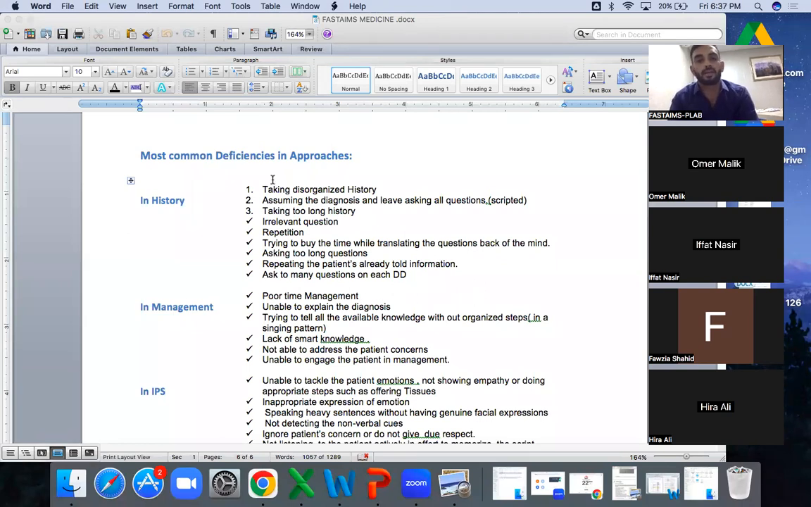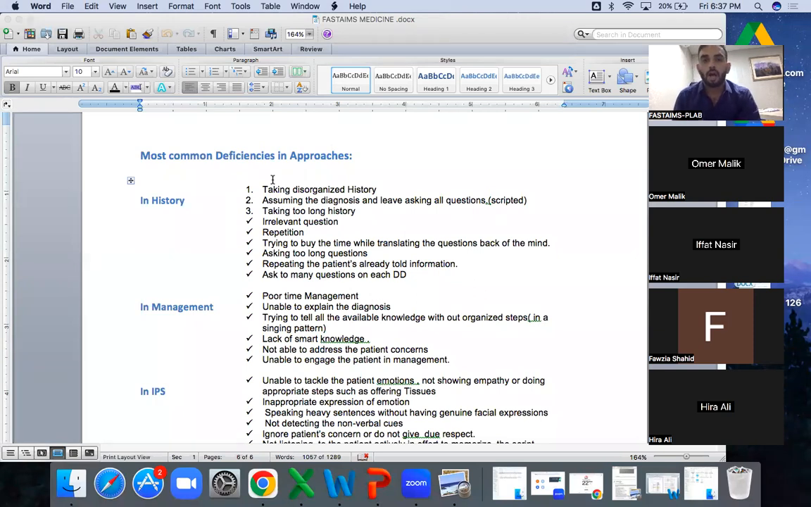The most common deficiencies in approaches. These are the most common deficiencies. Taking a disorganized history. When we take a disorganized history, when the approach we have talked about is not learned by heart, we will be asking questions randomly and we will be losing marks. Assuming a diagnosis and leaving out asking questions. This is one of the common causes of failure. Just keep in mind, this is the second thing I'm telling you, a common cause of failure. Again, anything that proves you to be scripted is the most common cause of failure.